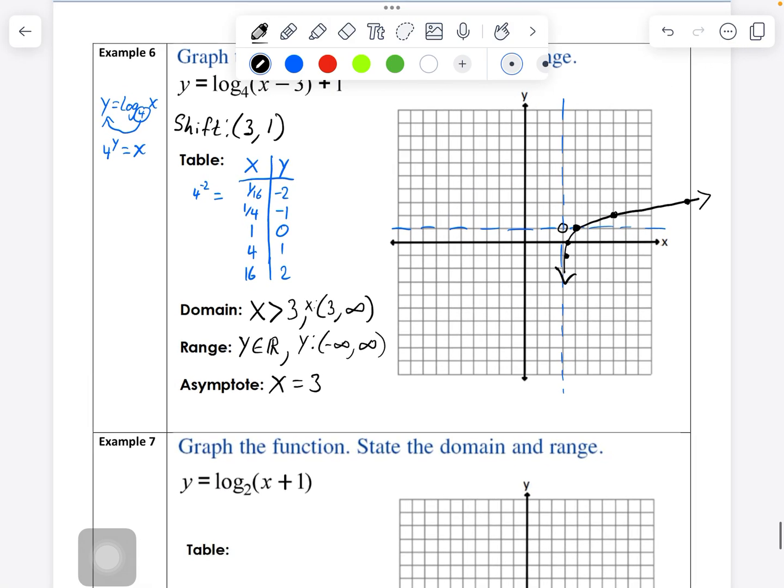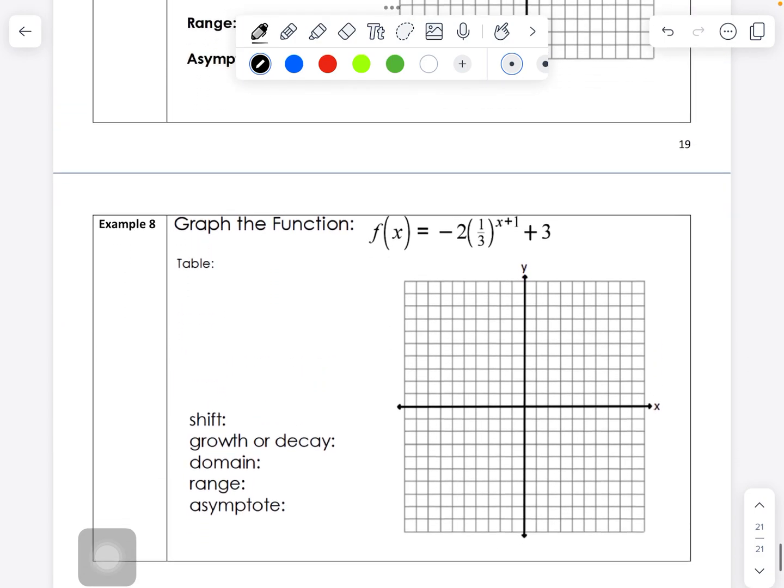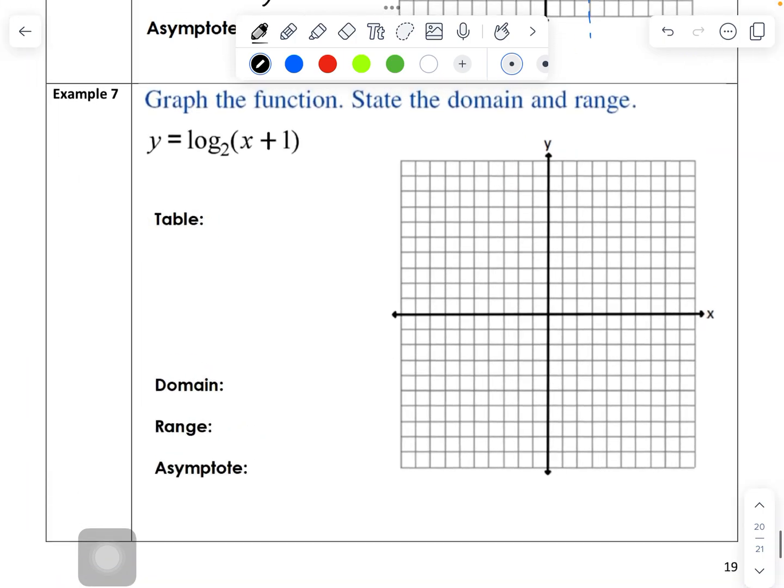Okay, but we're kind of cruising through these. Let's go ahead and look at a couple more of them. And then this one is just a review of the old parts.